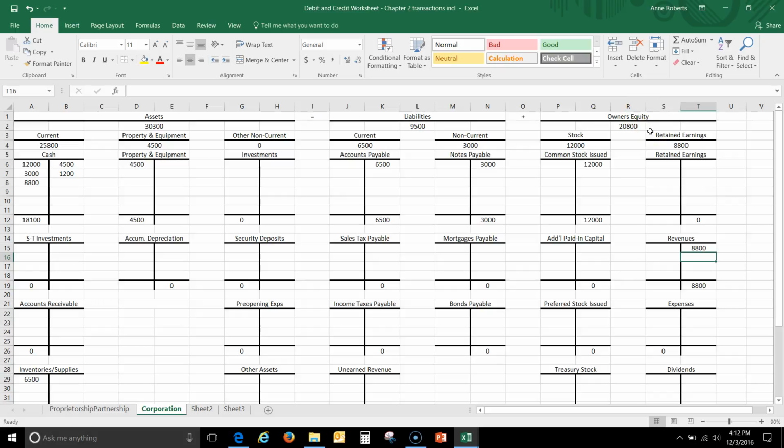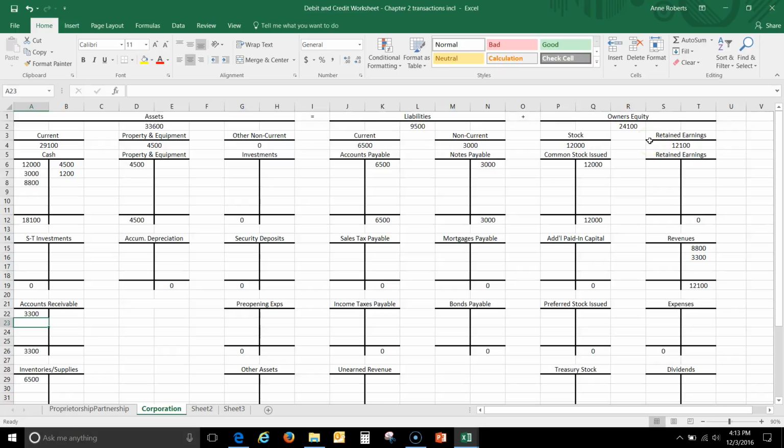Right? Transaction 7, now we earn the revenues again. So we've got $3,300 in additional revenue. So now revenues are up to $12,100. But we didn't collect, so we go over here to accounts receivable. We increase the accounts receivable by $3,300 because we're going to collect those later. Okay, so now assets are $33,600, liabilities $9,500, equity $24,100.